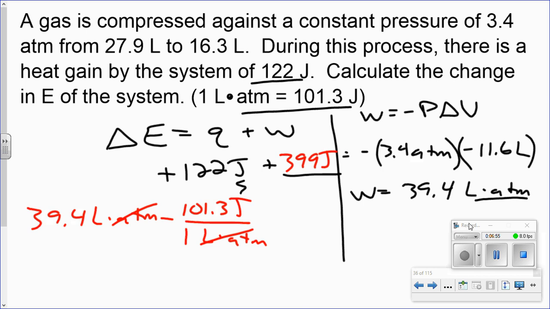Just looking here. Okay, so 3,991 joules plus 122 gives us 4,113 joules. 4,113 joules of internal energy in this system. Okay? Let's look at one more.